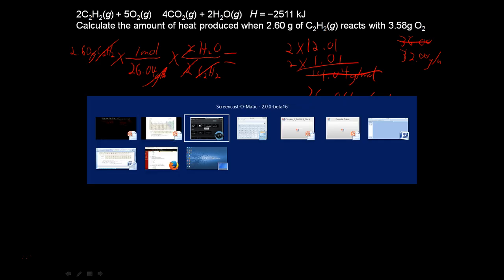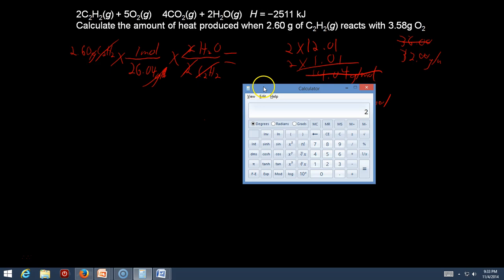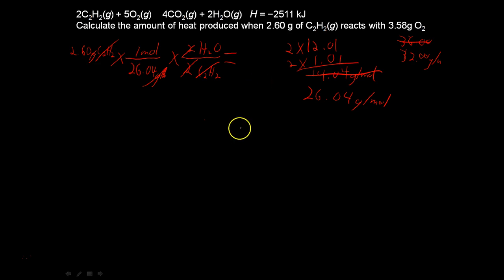So let's go ahead and get out a calculator here, put in our numbers. So we've got 2.60 divided by 26.04, and we end up with 0.0998. So 0.0998 mole of H2O. So that's how much water can be formed with this much mass of ethane, assuming we have enough oxygen.